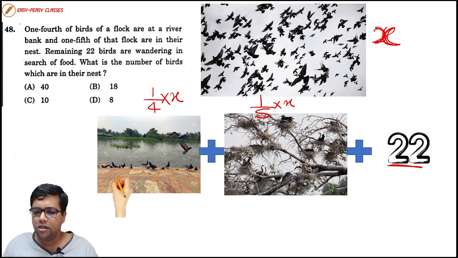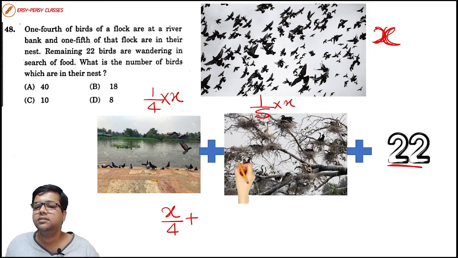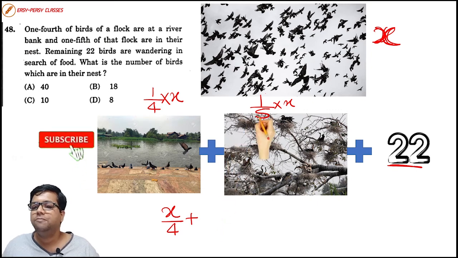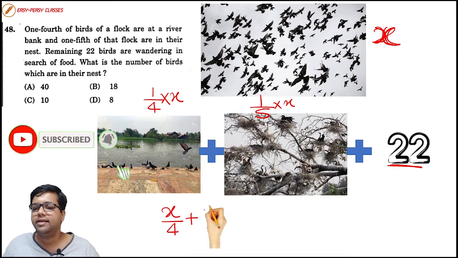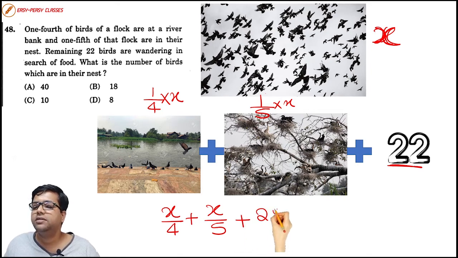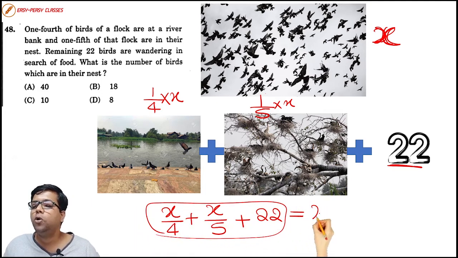With this information, what conclusion do you come to? 1/4 into X is X/4, the number of birds sitting on the bank of the river. The number of birds in the nest is 1/5 of X. 1/5 into X is X/5. Plus 22 birds wandering in search of food. That whole thing will sum up to the total number of birds.